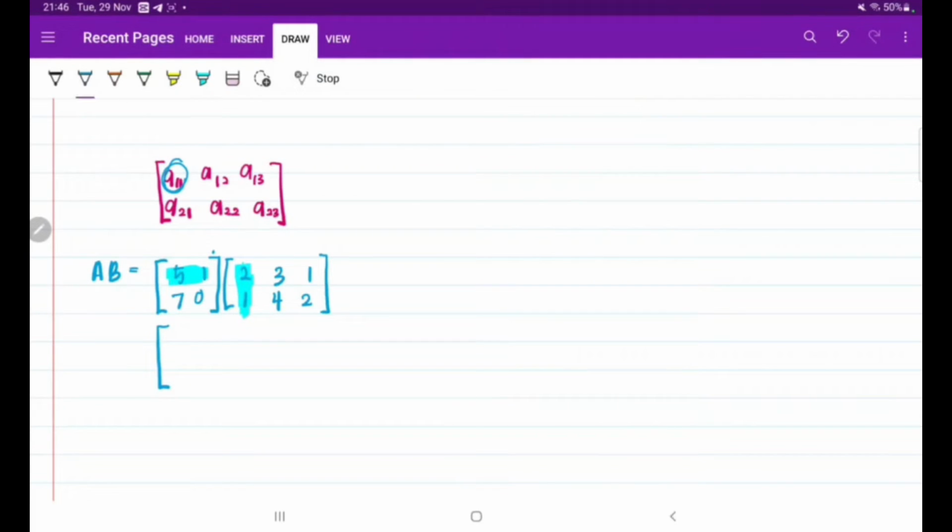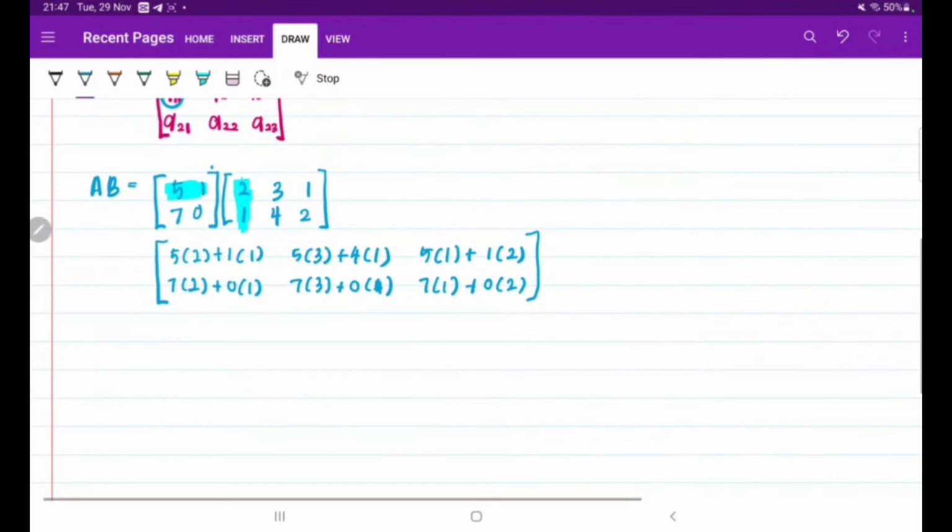So the working will look like this: 5 times 2 plus 1 times 1. For the multiplication with the next column, it is 5 times 3 plus 4 times 1. Then it looks like this. So you just need to simplify all of that and you will get the answer for this question.